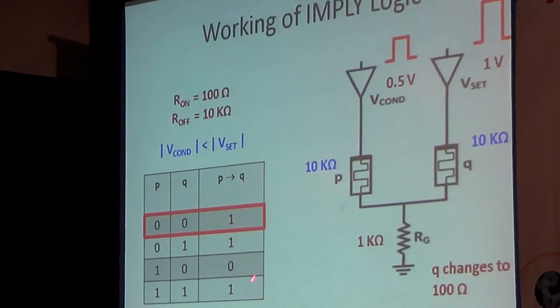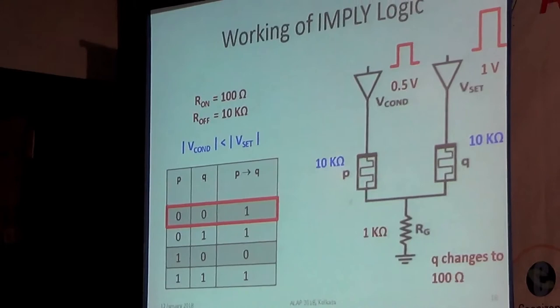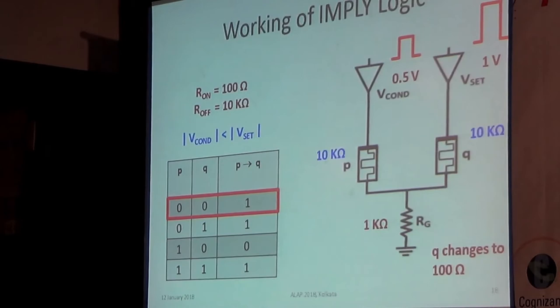This is the truth table of the imply. Let us verify the first row. So I am applying 00. 00 means both are off. Let's take an example that off means 10 kilo ohm, on means 100 ohm. So by applying a suitable voltage across the memristor, suppose I have a mechanism to do that, which I am not showing here, I have made both of them 10 kilo ohm. Then I apply V cond and V set. V set is some high voltage which can switch it to the on state, and V cond is some intermediate voltage, lower.